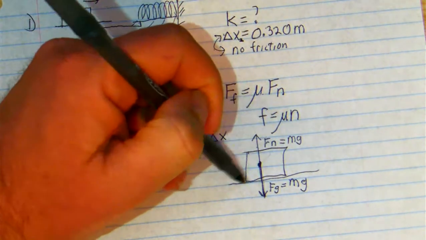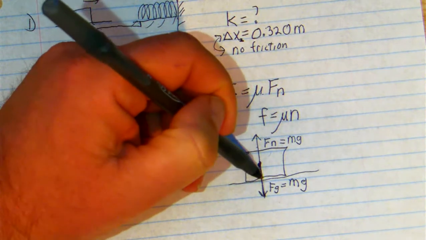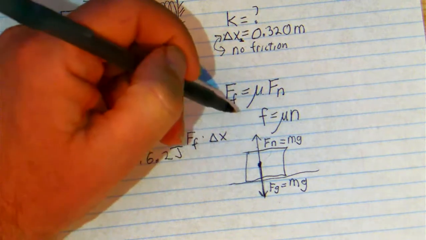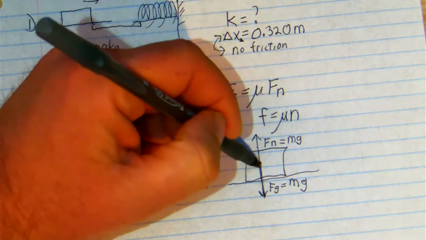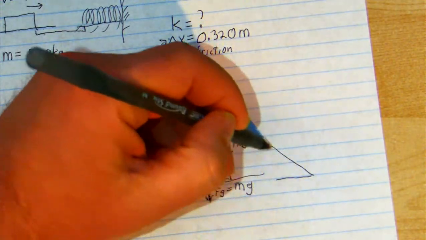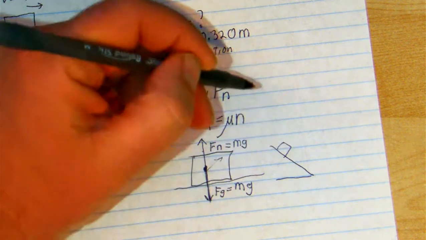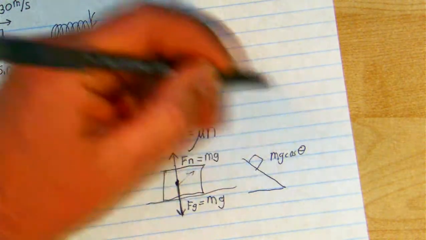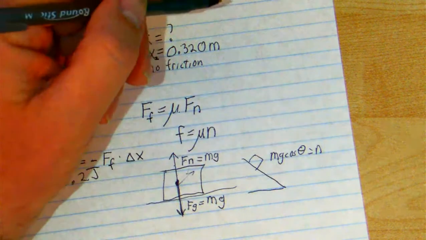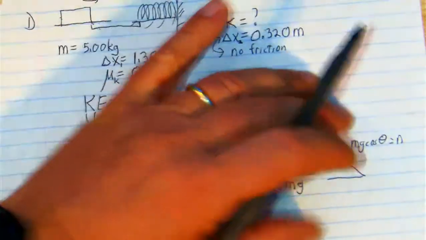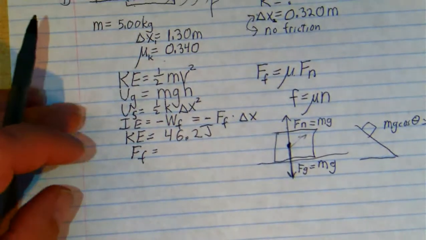By the way, this is only going to be true on a horizontal surface in the absence of any other vertical forces. So if I had a string pulling at an angle, that's going to change the normal force. If I were going down an incline, that would change the value of the normal force as well. I don't know if I went over this with you, but on an incline, the normal force would be mg cosine theta, and we're not in that situation, so don't worry about that right now.